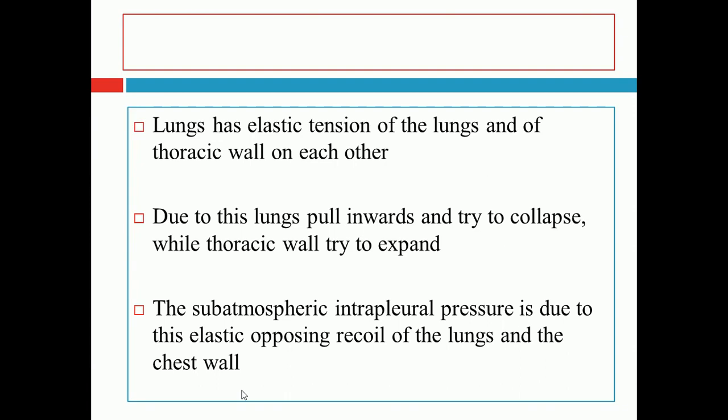So the lungs and the thoracic wall have elastic tension on each other. Just remember that. Due to this, the lungs pull inward and try to collapse, while the thoracic wall tries to expand. So the subatmospheric intrapleural pressure is due to this elastic opposing recoil of the lungs and the chest wall.